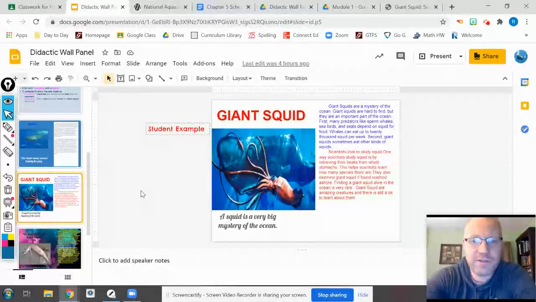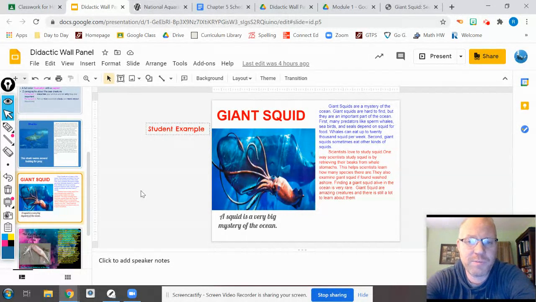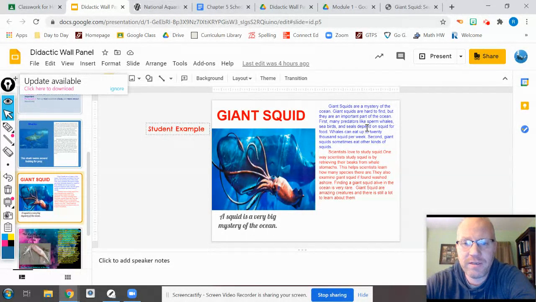Here's an example for giant squid, and it has a photograph of a giant squid fighting with a sperm whale. It has a title and a caption: a squid is a very big mystery of the ocean. It has how they're important, and it has how scientists study them.